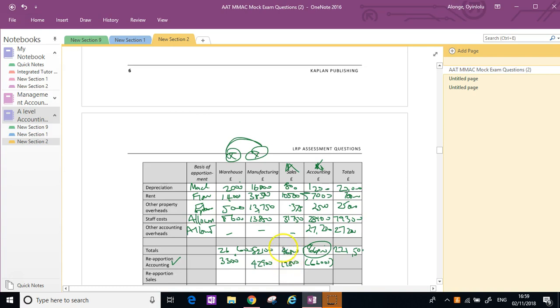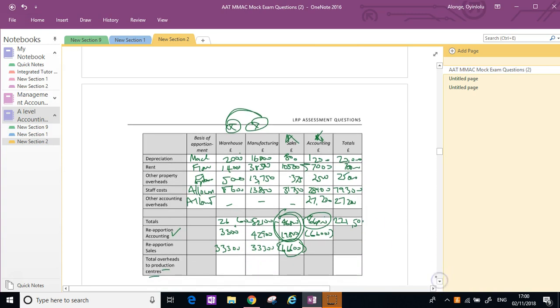Now I have my total for sales, which is these two things together. By first reapportioning accounting, I give some to sales, some to manufacturing, some to warehouse, and now I have a new total for sales. So basically add these two together, and I now have 66,600, and it tells me how to reapportion this. It says reapportion them equally between manufacturing and warehouse. So I take this again, get rid of it and split it equally: 33,300, 33,300.